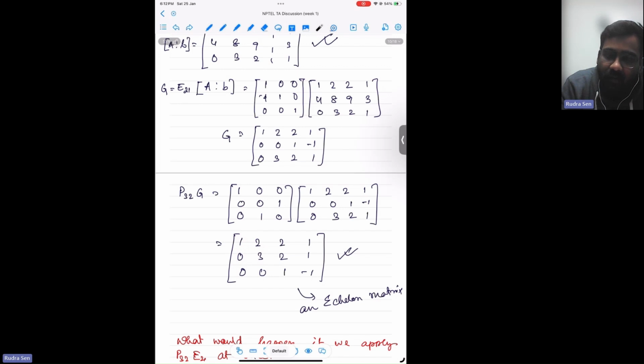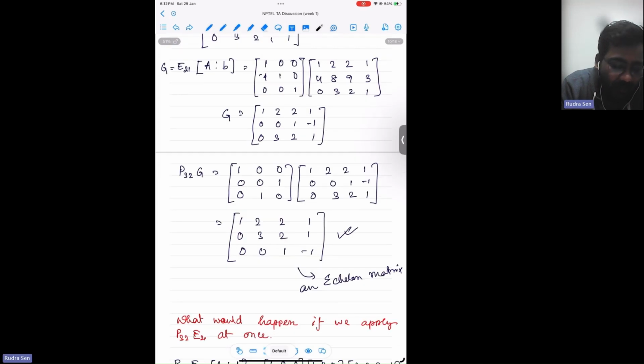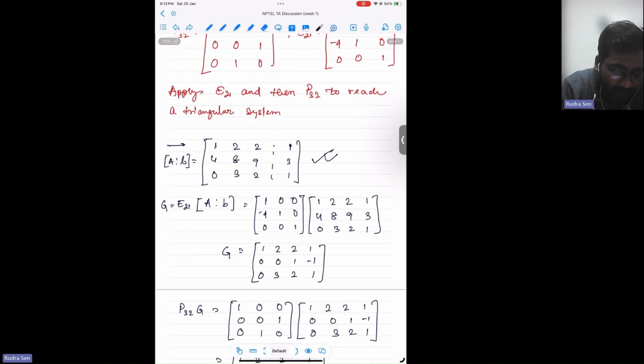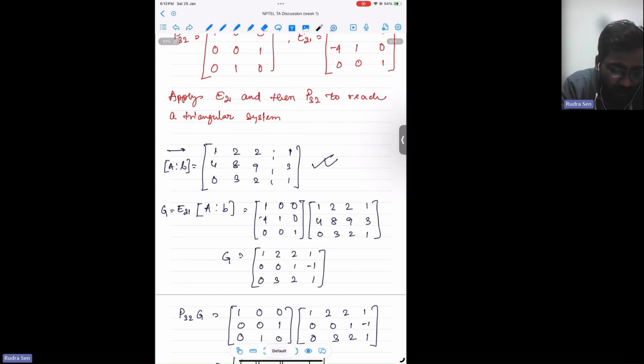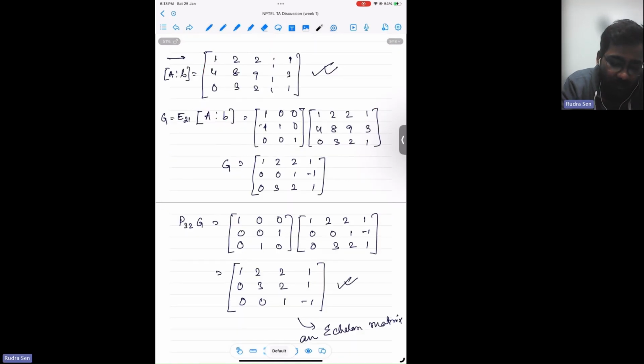Elements below the pivot elements are all zero, so you can call it an echelon matrix. Now, in this case, we first multiply E21, and after getting the result, we multiply P32. That means we first do the scalar multiplication and subtraction of rows of matrix A, and then we exchange the rows.